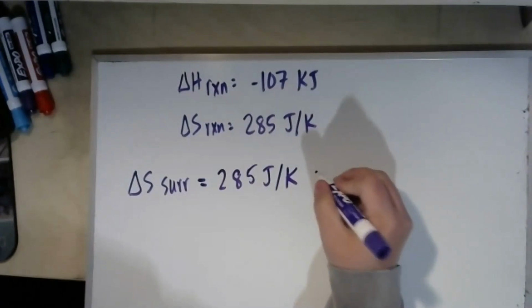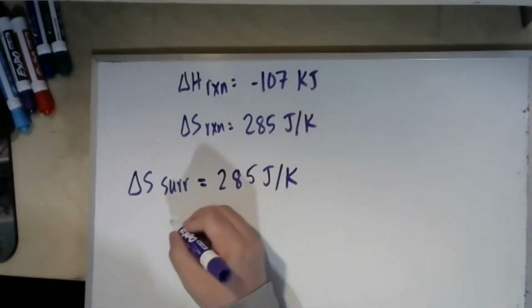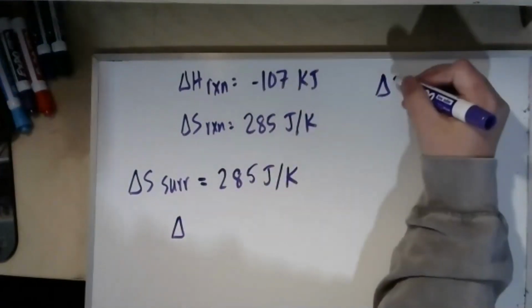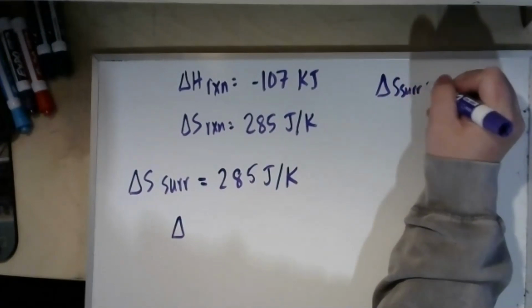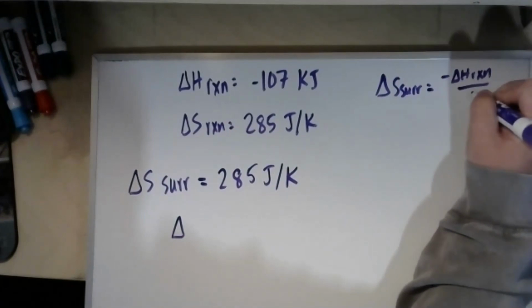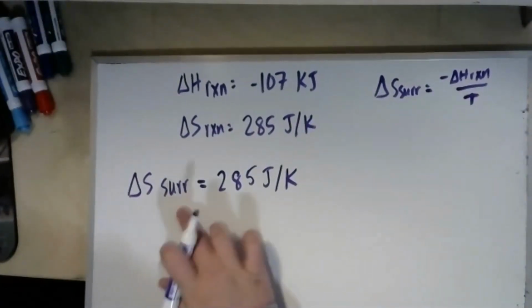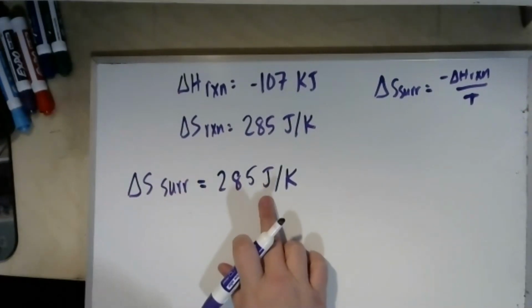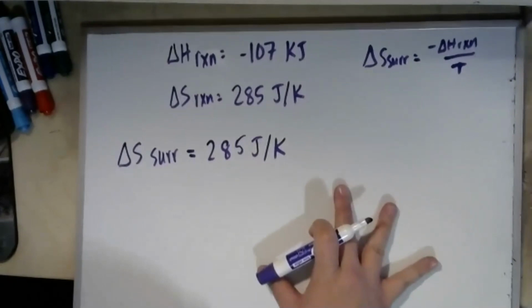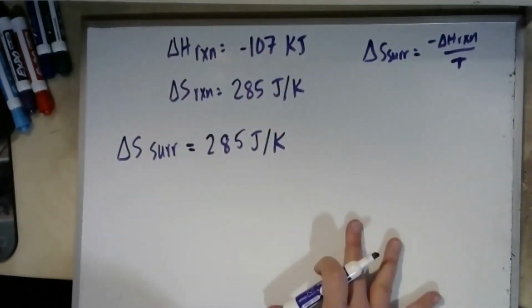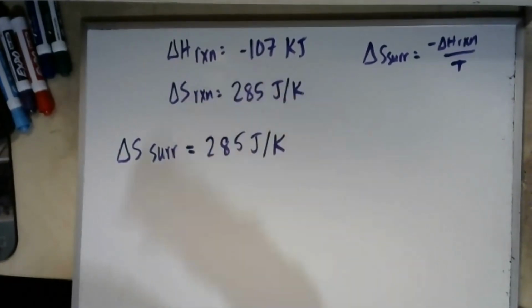Okay, so we'll use the same formula that we had before. Let me write it up here so I can save some space. The delta S for the surroundings is going to be equal to negative delta H reaction over T. Notice here, my delta S value is given in terms of joules. It's usually given in terms of joules. Delta H and delta G are usually given in terms of kilojoules. So you have to be mindful of making that switch between units before you start to calculate a problem.